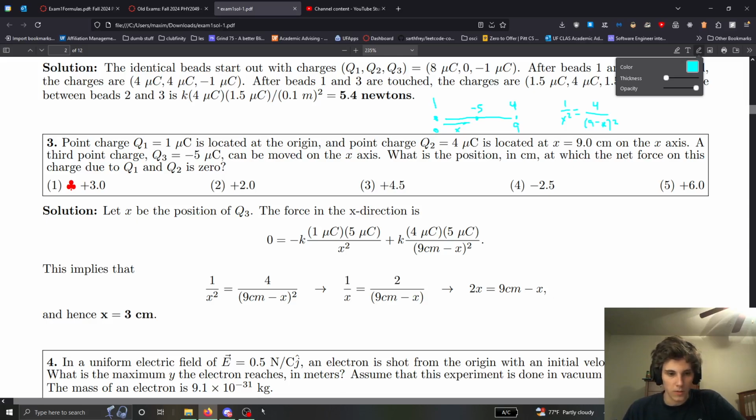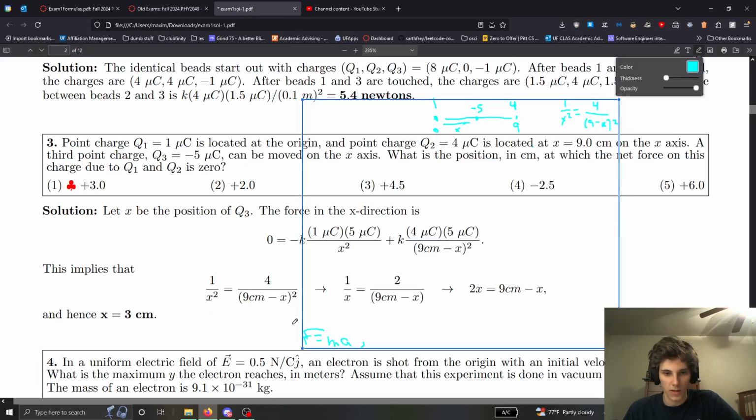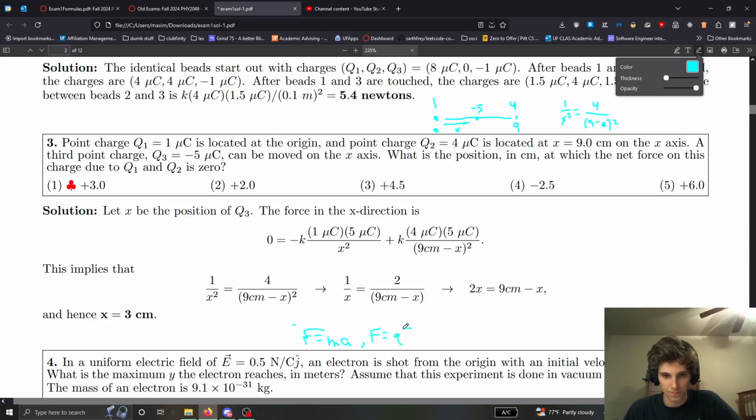Okay, so we're given mass. Remember from physics 1 that force equals mass times acceleration. I feel like my handwriting got so much worse between the two videos I recorded here. We're also given that force is equal to charge times the electric field.